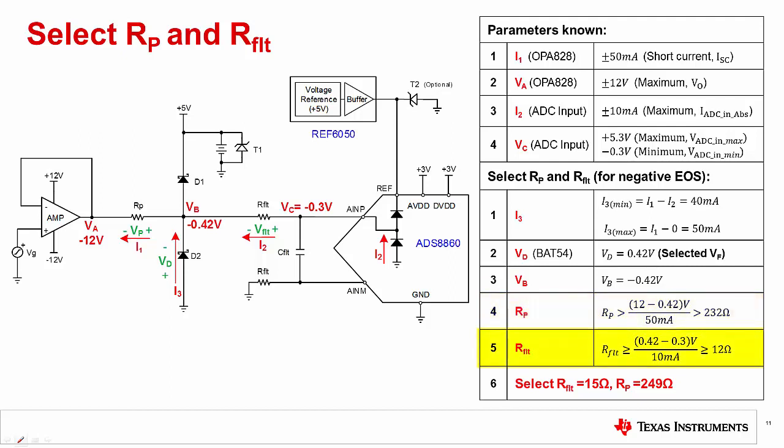Similarly, we calculate R-filter to limit the ADC input current to be less than 10 milliamps. Since the voltage drop across R-filter is relatively small, a minimum resistance of 12 ohms is sufficient to limit the ADC input current. For the final step, we round the resistor values up to standard values. Now let's take a closer look at the diode curves.